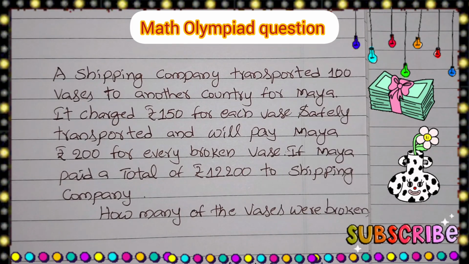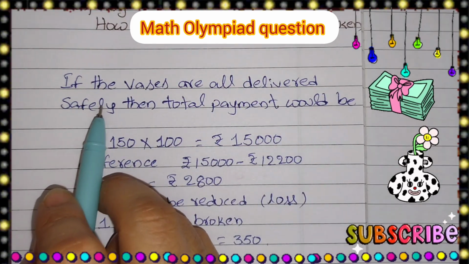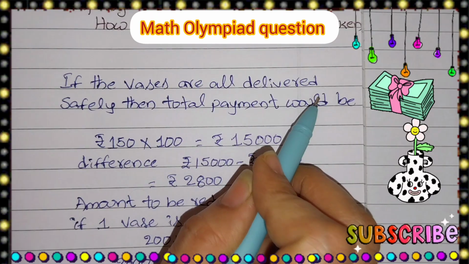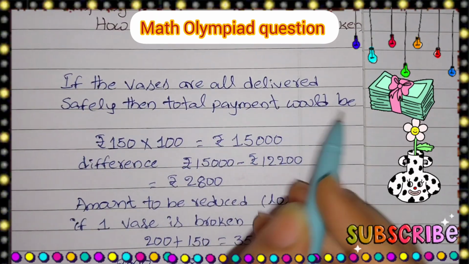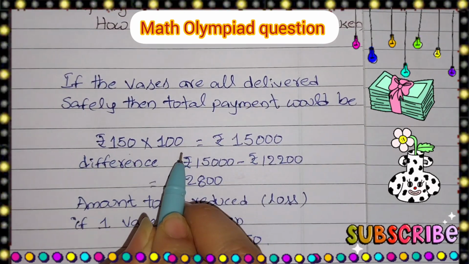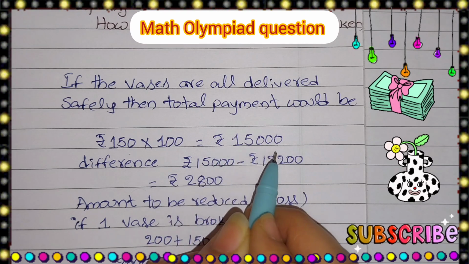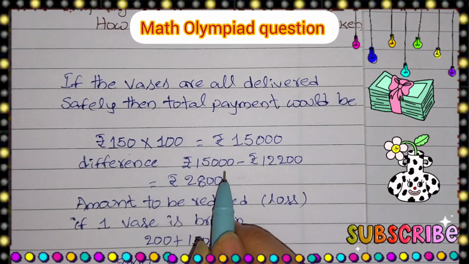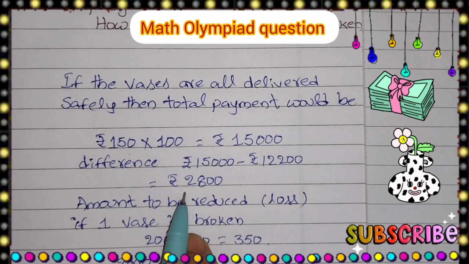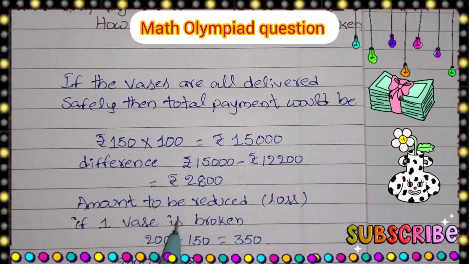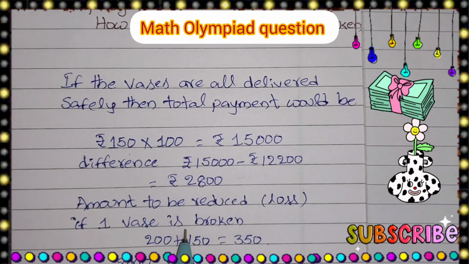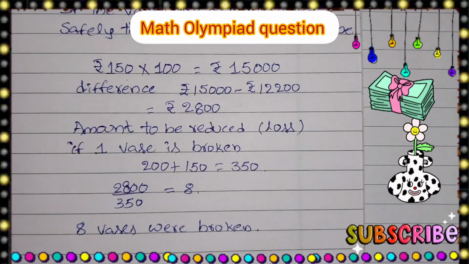Read the question carefully and understand it: what is given, and what we have to find. Let's see how to solve this problem. If the vases are all delivered safely, then total payment would be 150 rupees multiplied by 100 equals 15,000 rupees. Difference is 15,000 minus 12,200 equals 2,800 rupees.